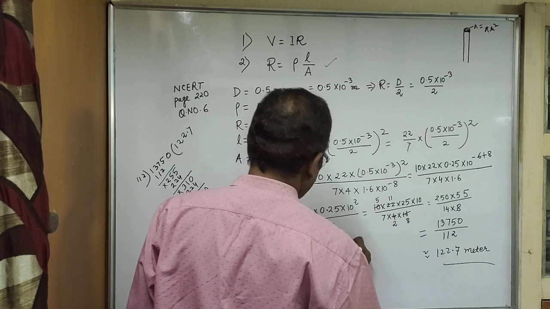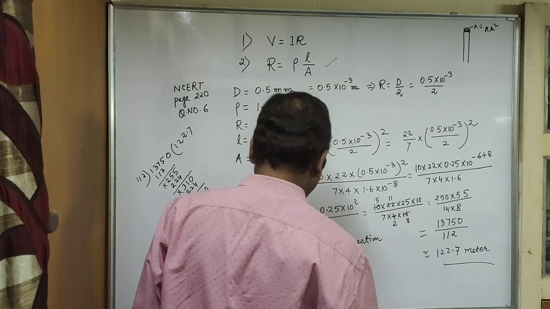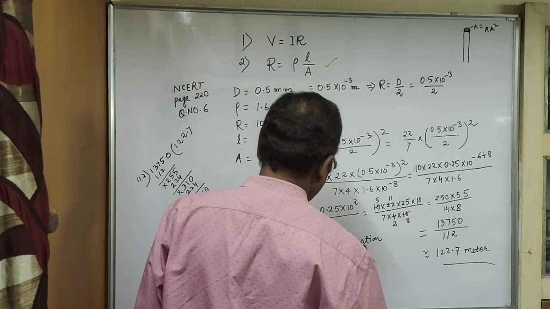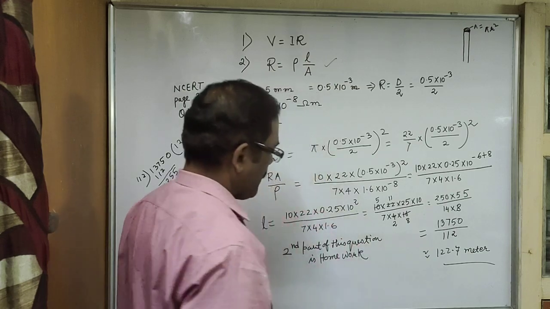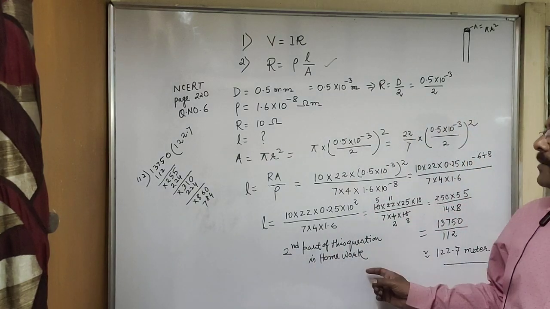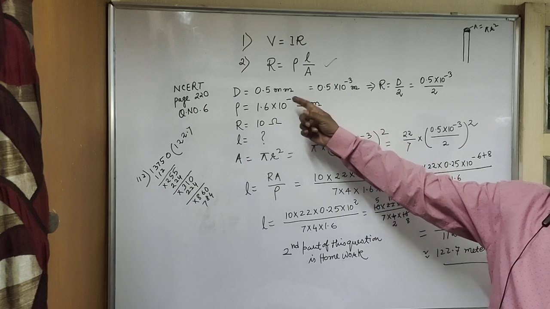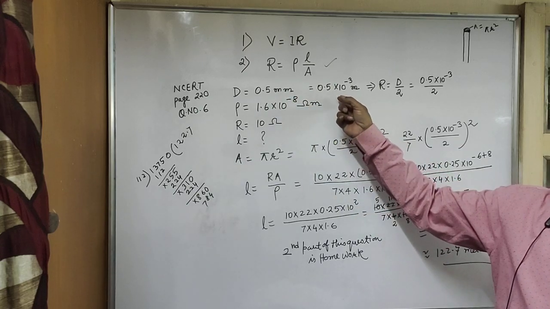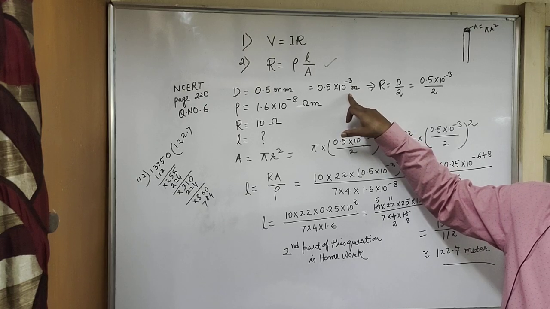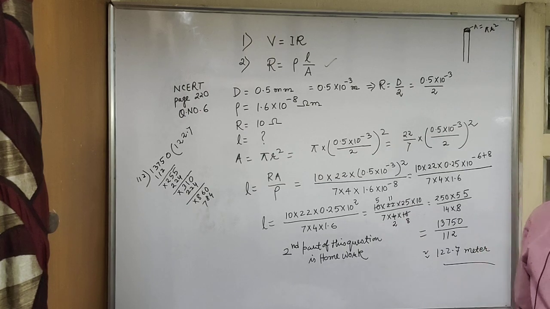So the second part of this question is homework. First part I have solved, and it is your work to take diameter 1 mm, then resistance will be obviously half of it, 0.5 mm, convert it into meter, multiply it with 10 to the power minus 3, and then repeat the process and find out the resistance.